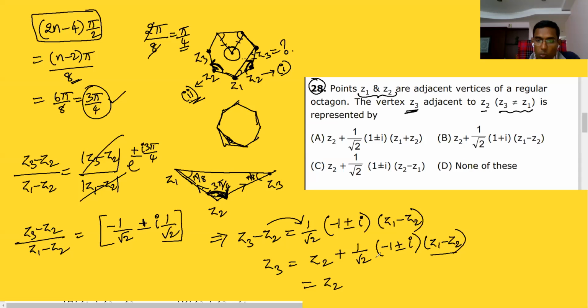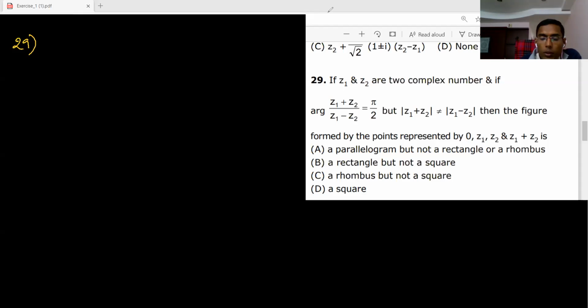Taking the minus common and sending it here, plus what I get? Z2 minus Z1 I get. Okay. So I will write it like this: 1 by root 2 into, if I take minus common, 1 minus i or 1 plus i, and this becomes Z2 minus Z1. So this is your Z3. Like this you can find Z3. Hope you understand. Question number 29.